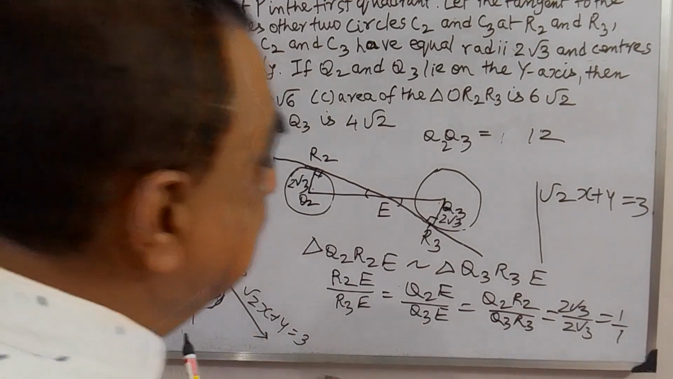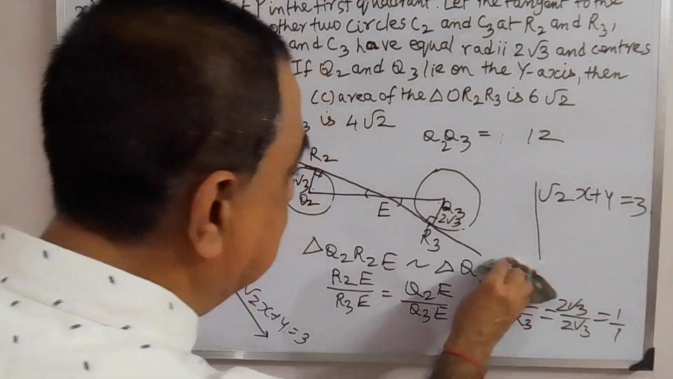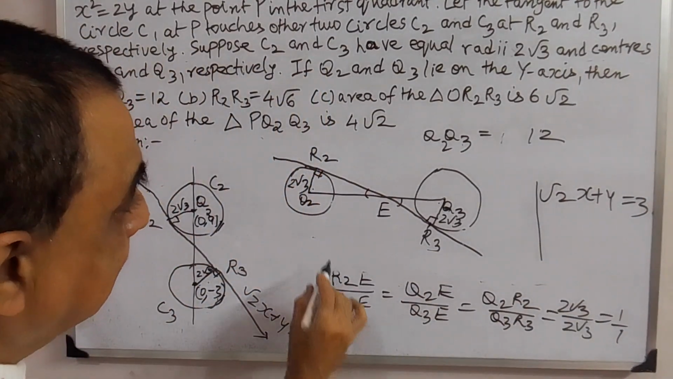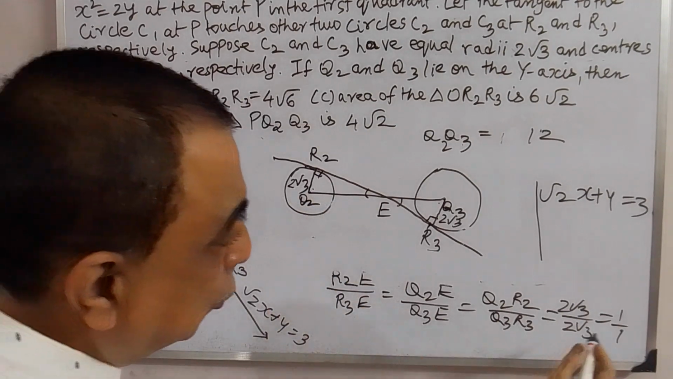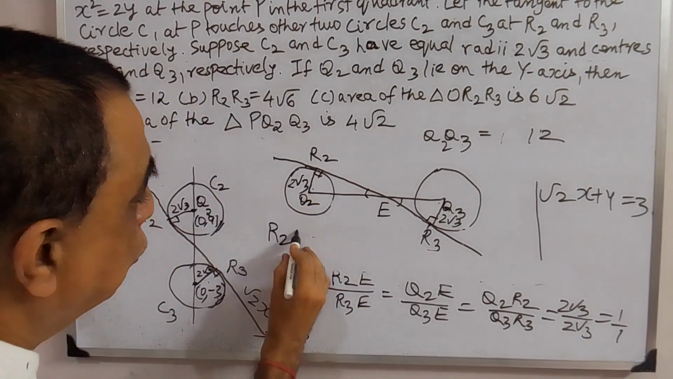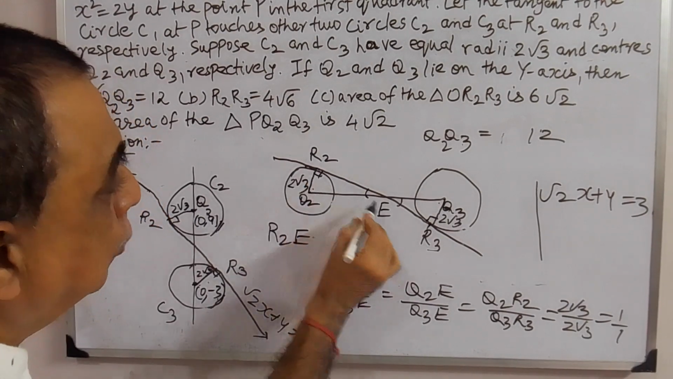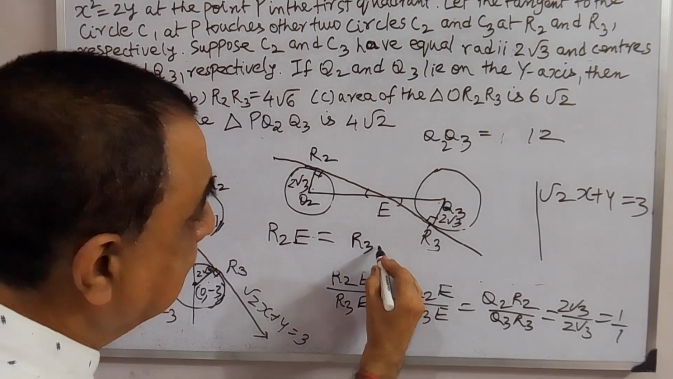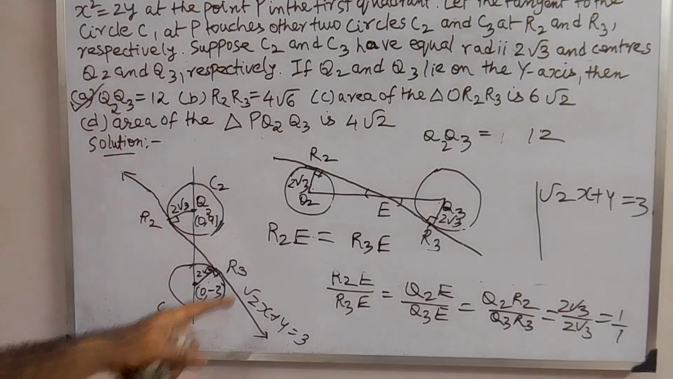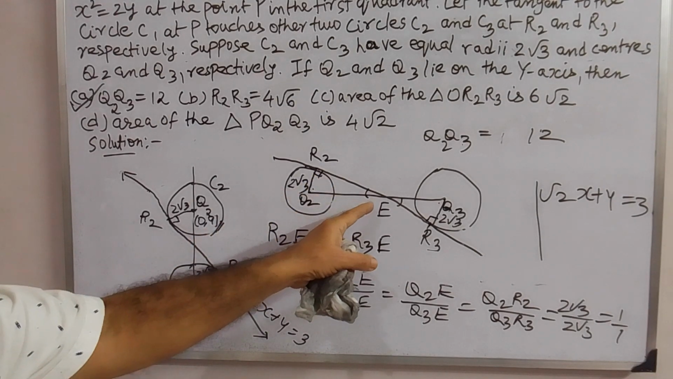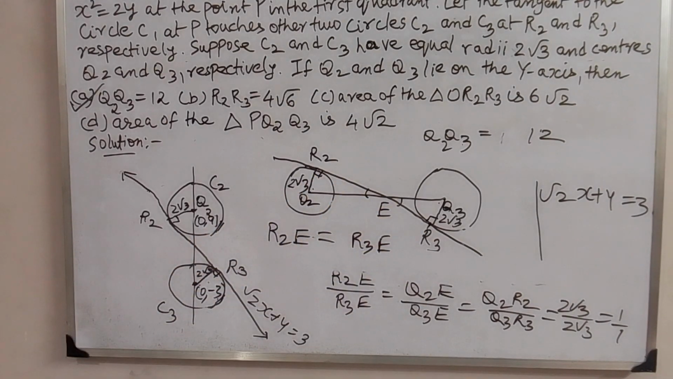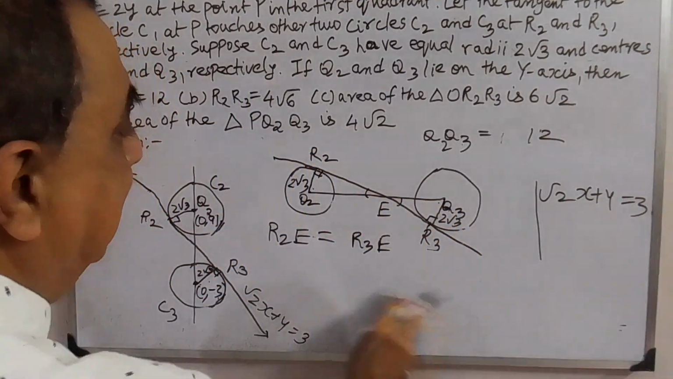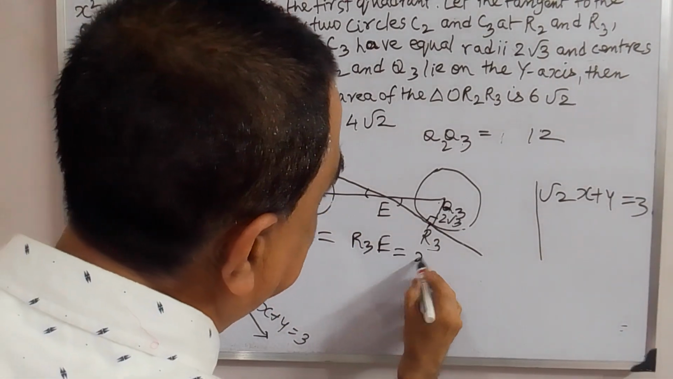So from here we are getting that R2E will be equal to R3E. Clear? Let both these lengths be, suppose, X.